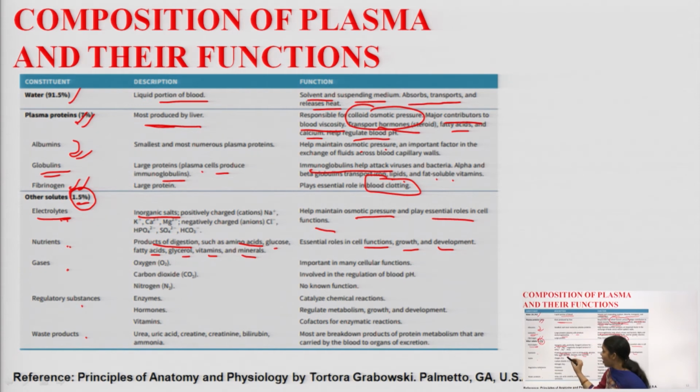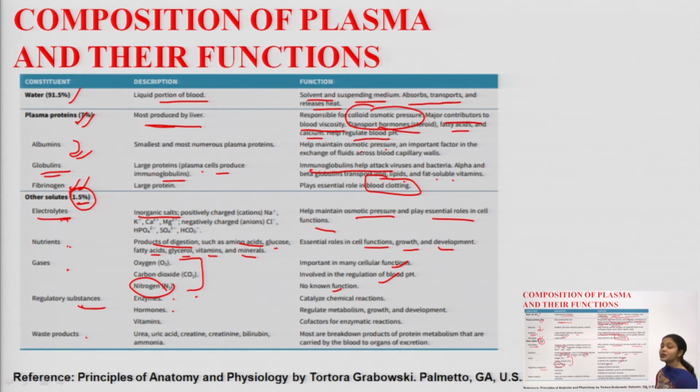Next one is the gases. Gases are oxygen, carbon dioxide and nitrogen. Oxygen and carbon dioxide can combine with your blood. But nitrogen is absorbed in the blood like the other gases and its function is unknown. Oxygen is important for many cellular functions, and carbon dioxide helps maintain your blood pH. Now come to the regulatory substances. These are enzymes, hormones and vitamins. Enzymes catalyze the reactions.